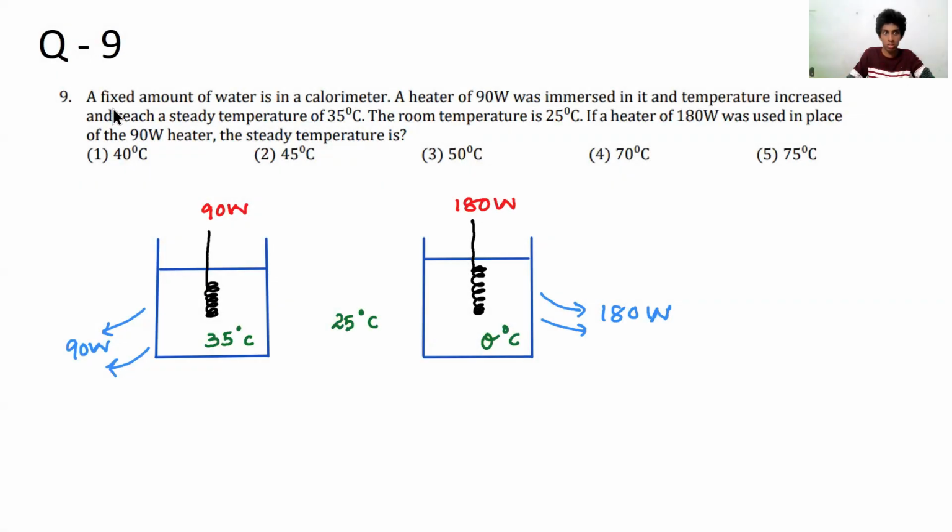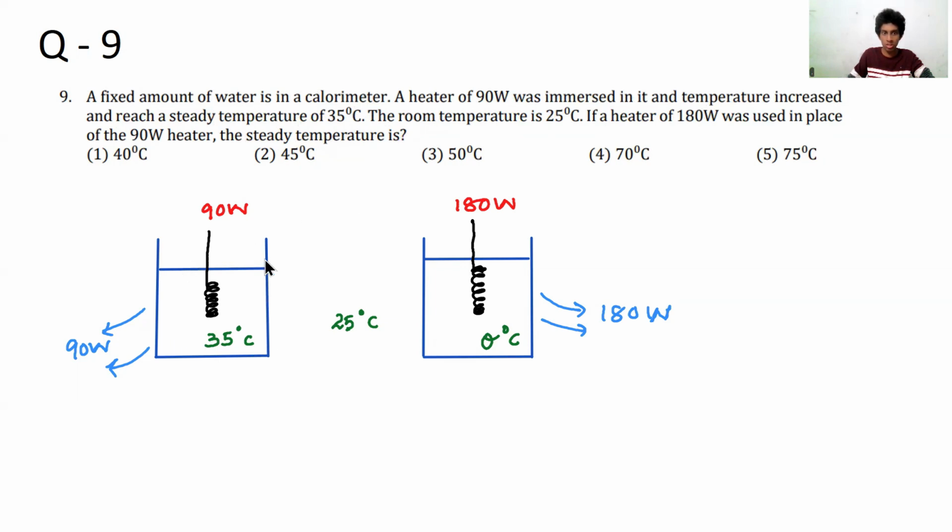Question number 9. A fixed amount of water is in a calorimeter. A heater of 90 watts was immersed in it, and temperature increased and reached a steady temperature of 35 degrees Celsius. The room temperature is 25 degrees Celsius. If a heater of 180 watt is used in place of the 90 watt heater, the steady temperature is.